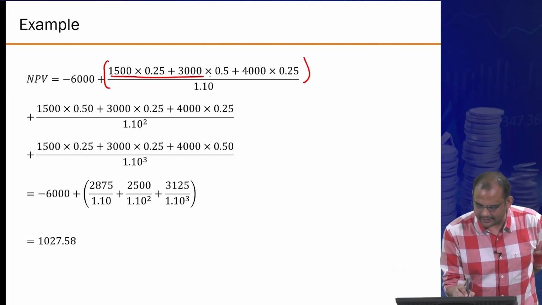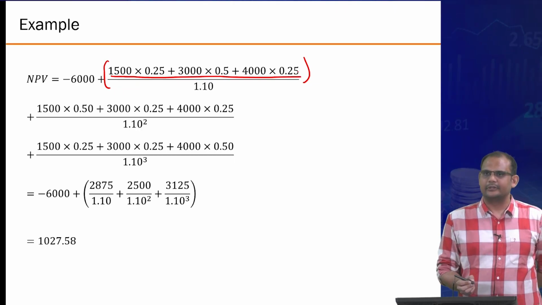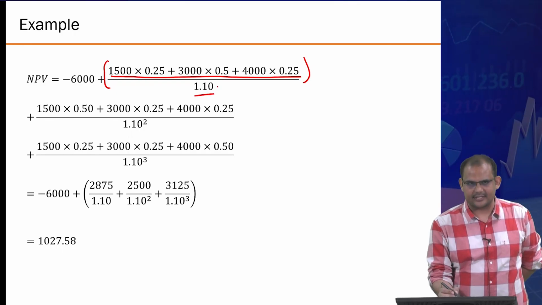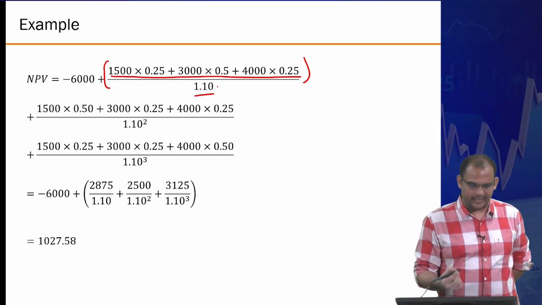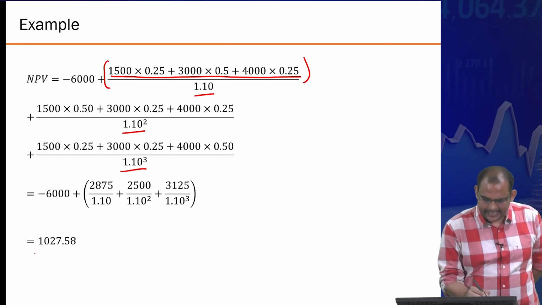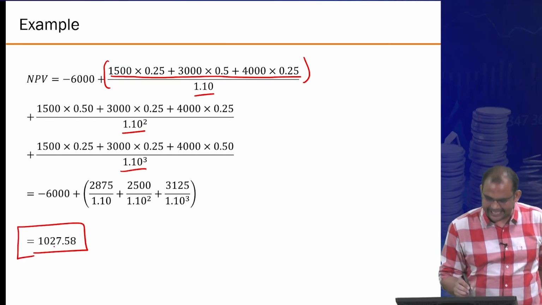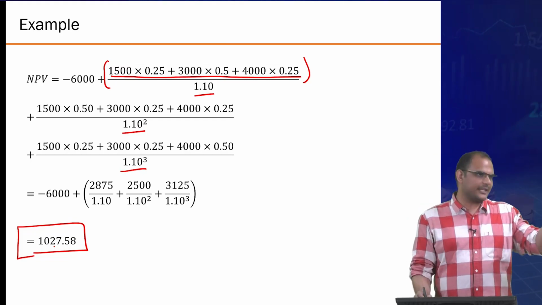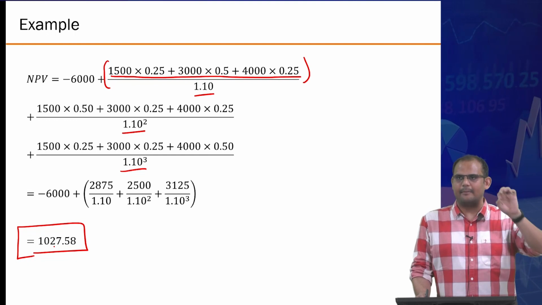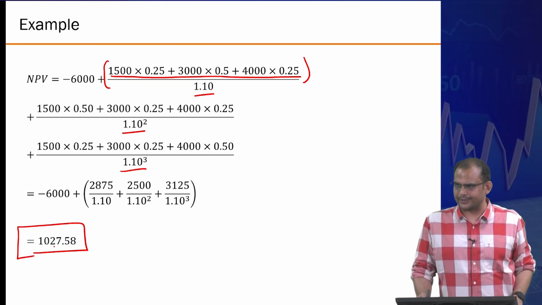This is nothing but the expected value of cash flow at year 1, which I already told you, divided by the discount rate factor, similarly here and similarly here. So this is the expected equivalent, or the expected present worth, of this cash flow series, given the probability distribution of individual cash flows.